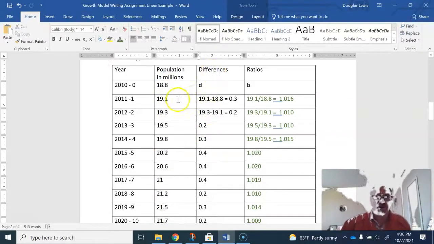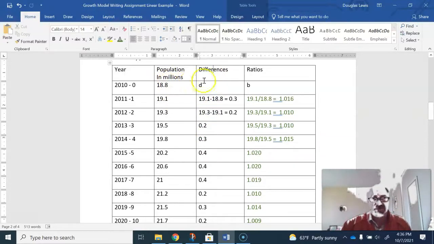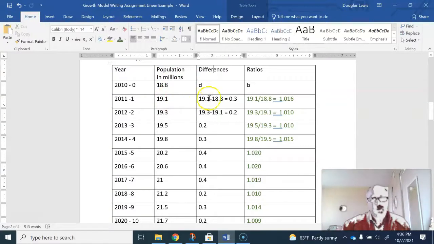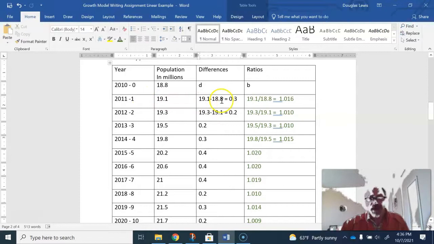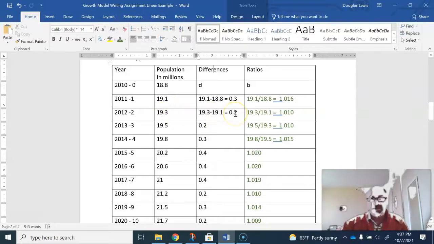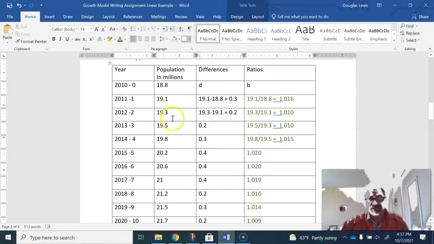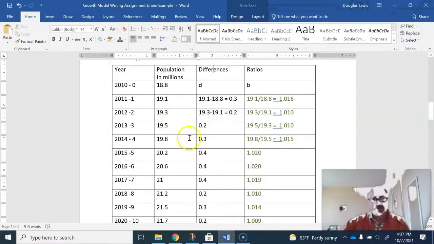And then the differences. Now you don't have a difference between 2010 and 2009 here, so I just started with 19.1 minus 18.8. That was 1 year. From 1 year, I subtract that and I get 0.3. Now that's in millions, so this is 0.3 million. And then 19.1 to 19.3, that's 0.2 million. And then you can see I just subtracted each subsequently. 19.3 to 19.5 is 0.2. 19.5 to 19.8 is 0.3, and then 0.4 and 0.4.